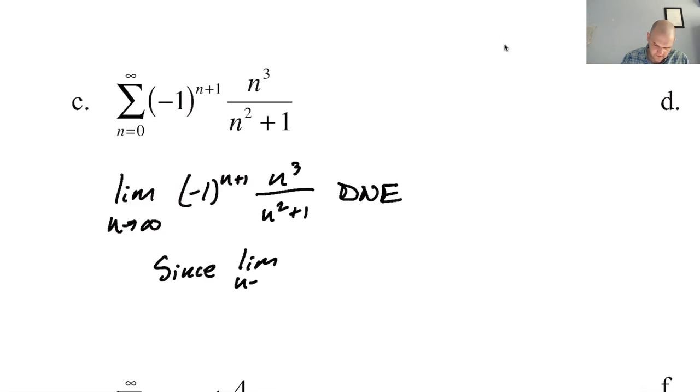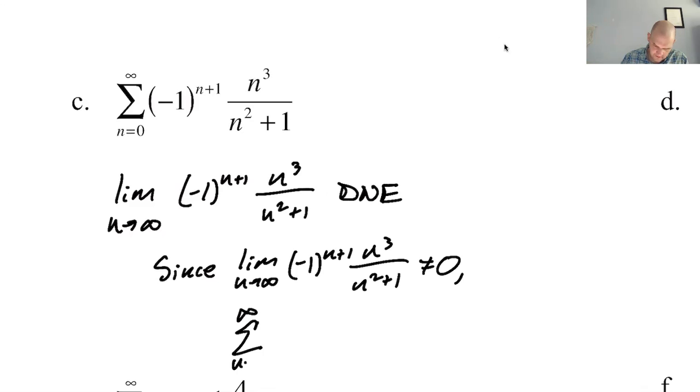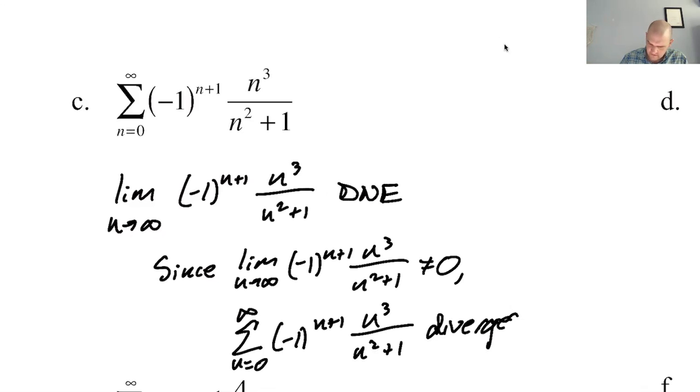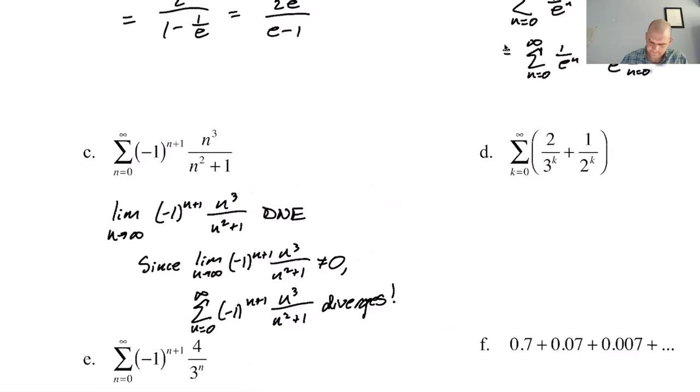So since the limit as n approaches infinity of (-1)^(n+1) times n cubed over n squared plus 1 is not 0, the sum, it's a lot of writing, it's very annoying, diverges. So it doesn't have a finite sum.